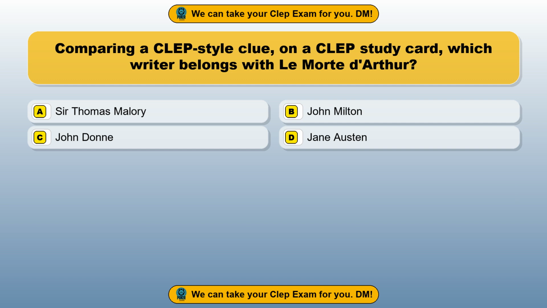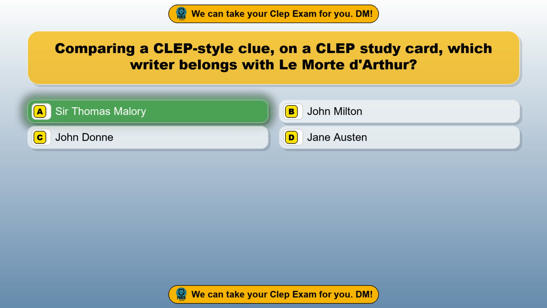Question 65. Comparing a CLEP-style clue on a CLEP study card, which writer belongs with Le Morte d'Arthur? Option A, Sir Thomas Malory. Option B, John Milton. Option C, John Donne. Option D, Jane Austen. The correct answer is option A, Sir Thomas Malory.